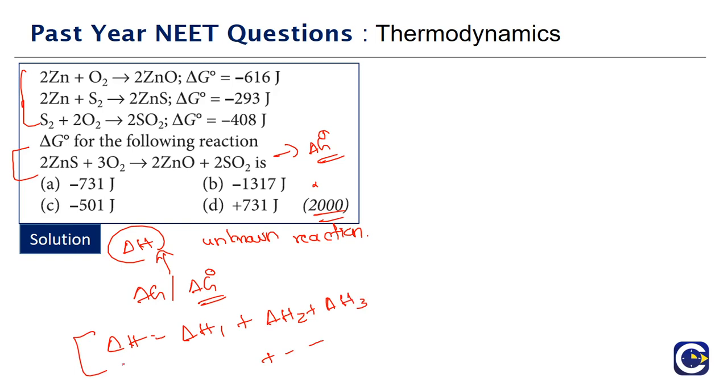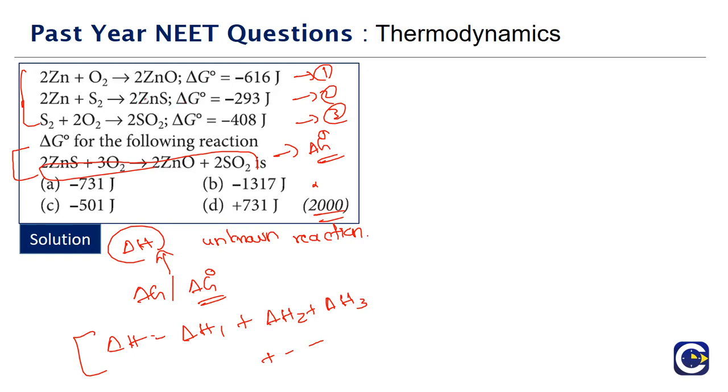Okay. Now here we have this unknown equation. So we need to see how we will get this unknown equation by making a combination of the given. So take a look at the given equations. What do we observe? So let's just number them 1, 2, 3. Okay. In the second equation we have 2ZnS, but that is coming on the product side. In the overall equation we have 2ZnS, but it is on the reactant side. What must happen? The second reaction should be reversed.